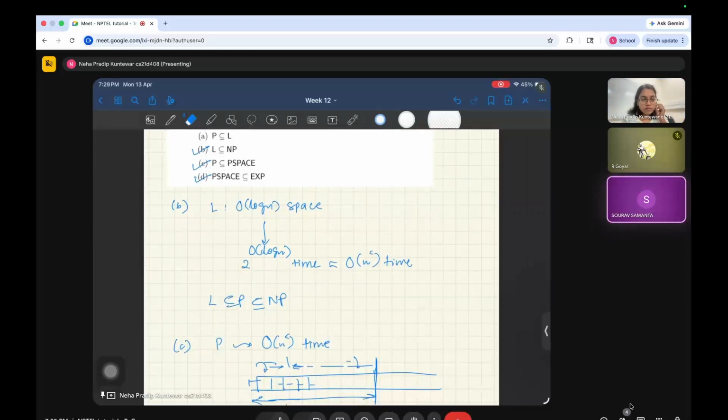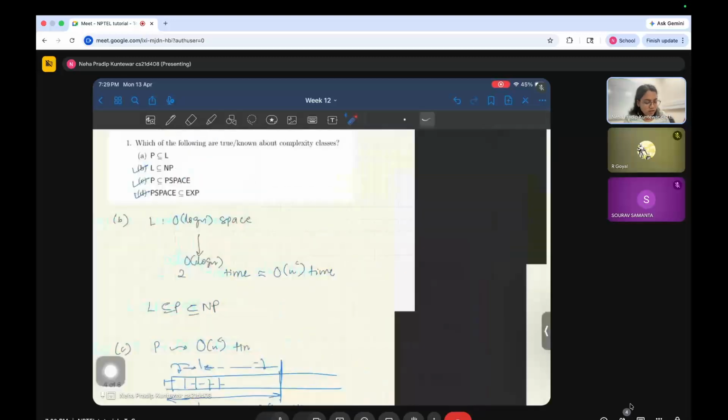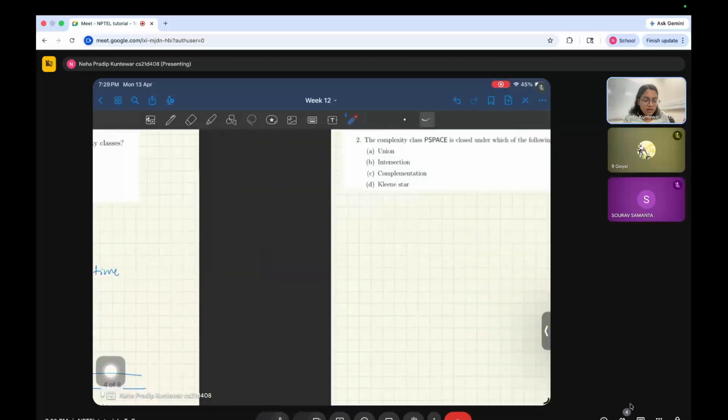So that is my thought process. So it is correct or wrong? That is correct. If you have a polynomial amount of space, you can have at most an exponential number of configurations. Therefore, the machine runs in at most an exponential amount of time. Any other questions?